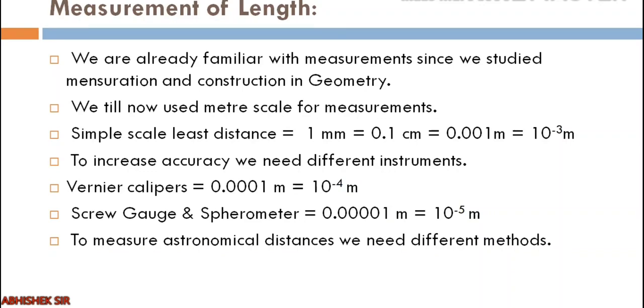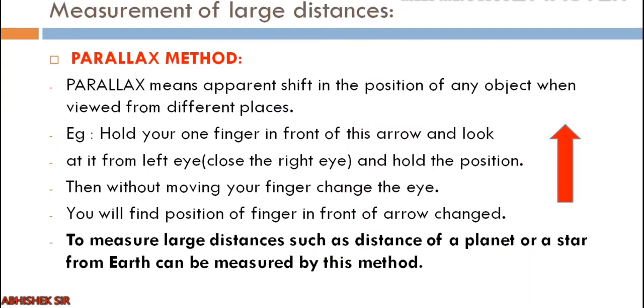Again, if you go further, instruments like screw gauge and spherometer, which we are again going to use in practicals, can measure up to an accuracy of 10 raised to minus 5 meter. So that is how physics is helpful. With the instruments invented in physics, we are able to be more accurate. Now to measure astronomical distances, we need different methods. We cannot have any instrument to measure astronomical distances, right? So we'll go for a specific method called the parallax method.